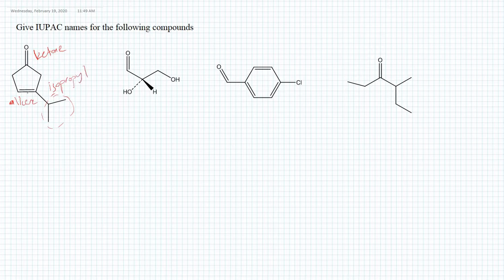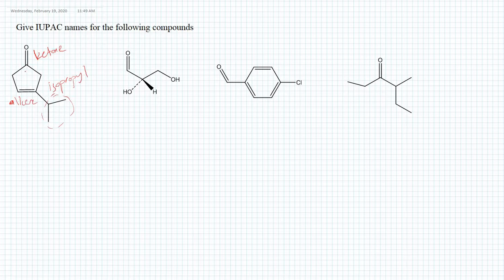Okay, let's look at this ring. It is a 5-membered ring, so it is cyclopentane. And when we have a ketone, we say cyclopentanone. Since we have an alkene here, we have to specify the location. So let's start numbering for this ketone.